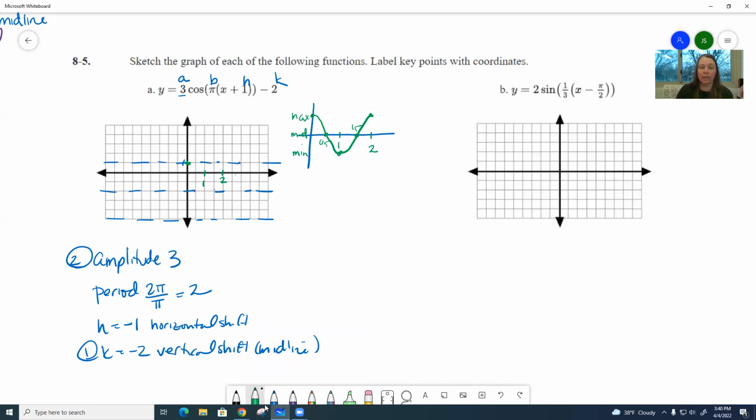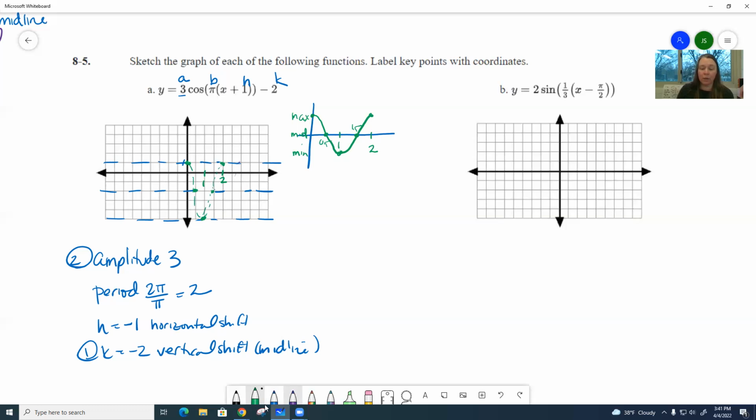So my maximum on the y-axis at half, I'm hitting my midline. At 1, I'm hitting my minimum. At 1.5, my midline. And at 2, my maximum. Now, this is only my period change. I have not shifted anything. So I'm going to draw this in as a dashed curve, just so I remember, okay, that's not my final product.